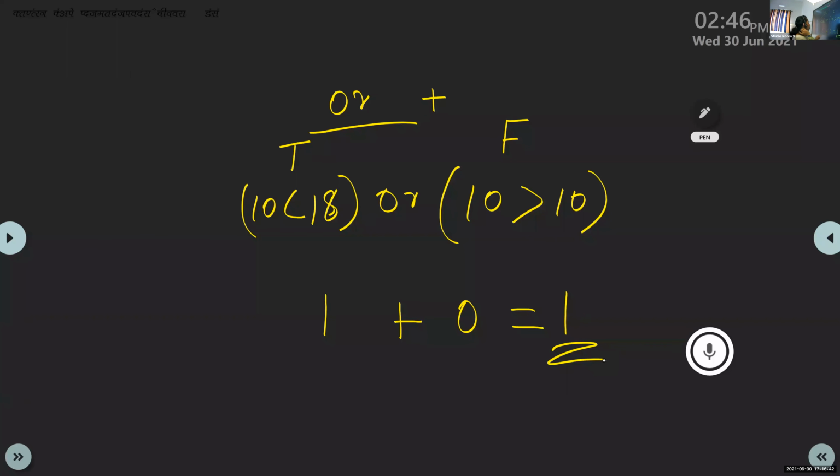Okay, so for the OR operator, just write the definition of OR. If any one of the operands is true, the result is true. So that is the OR operator.